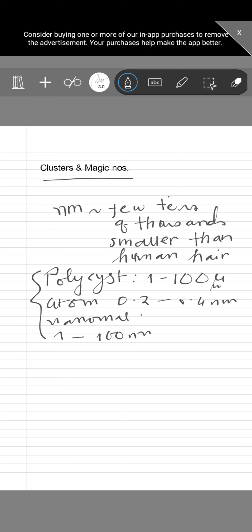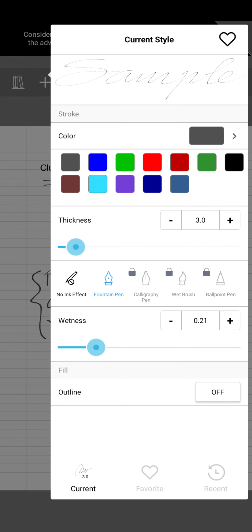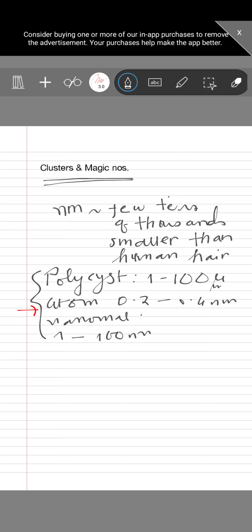Now coming to clusters. When these atoms that I have just talked about come and cluster together, the cluster is initially a 2D cluster, but as more atoms come, they form a 3D cluster with close packed arrangements.